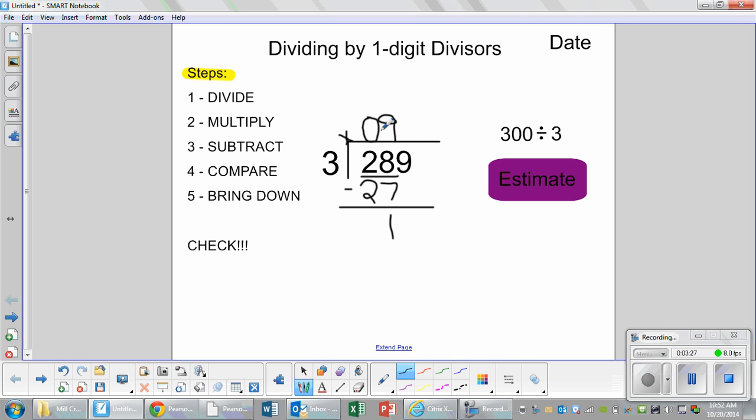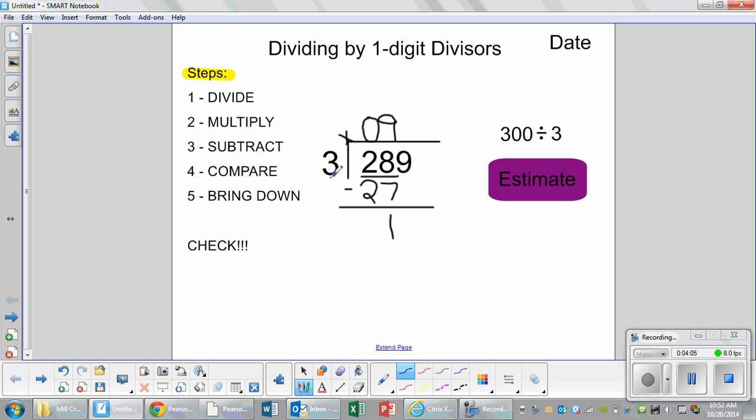And so far I've done nothing with this 9 right here. I've kind of just ignored it and pretended like it wasn't there. When you get your answer to your subtraction problem, notice I added this step called compare. I want to compare the number that I got, the difference, with my divisor. So I'm going to look at 1 and 3. I want my difference to be less than my divisor. If it is greater than my divisor, like let's say my answer here was 4, I would know I've done something wrong, and I would need to go back up and change this number.